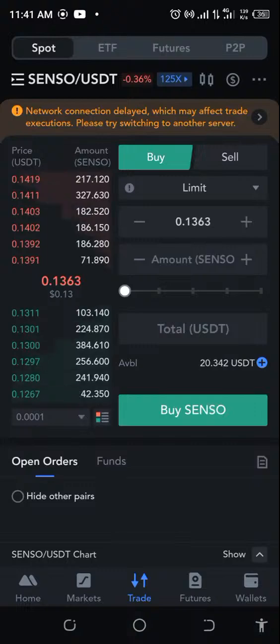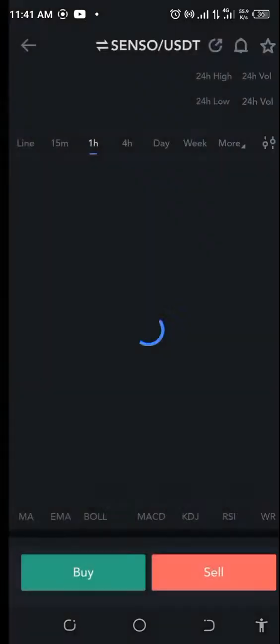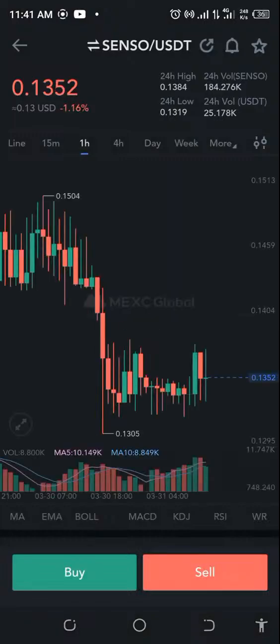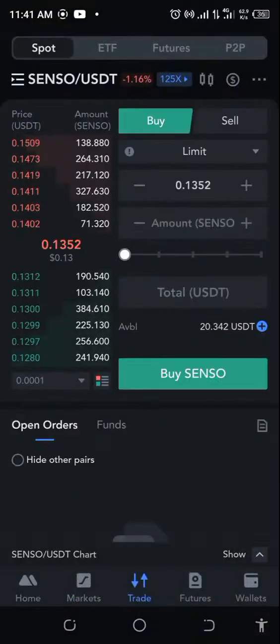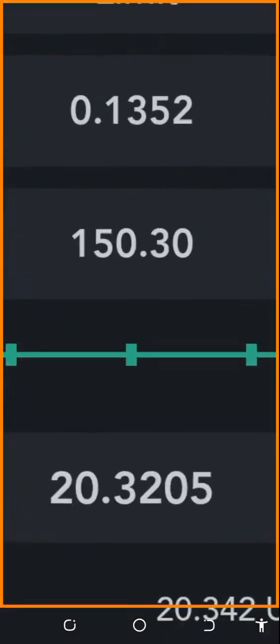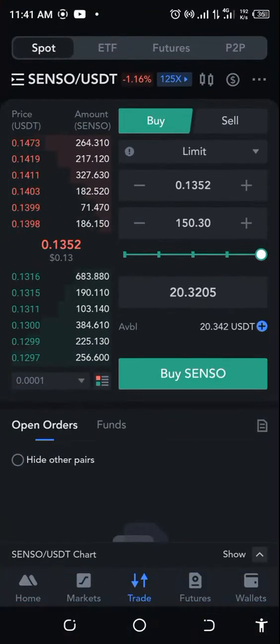Let's check the charts just to be on the safe side to see what's going on in the life of Senso. Oh, it looks like it's going on well. It's going down, so we need to quickly buy. So I'm just gonna go ahead and put 100%. Oops, whoops. What am I getting here? It's gone down again. Now, why?